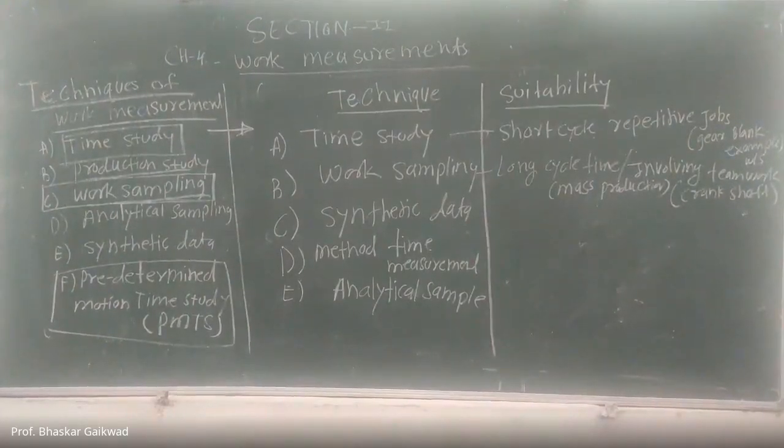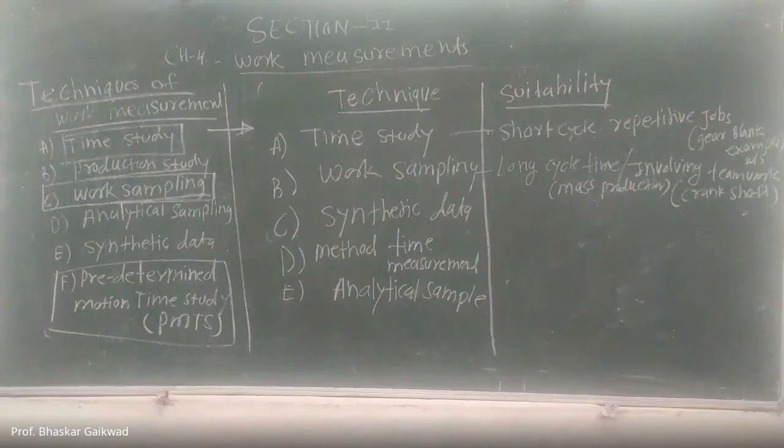Here we have to go for work sampling. Work sampling means out of this 1,000, 2,000, 1 lakh, certain samples you have to take, and on that basis we have to decide the time required for manufacturing of a job. This is actually work measurement.